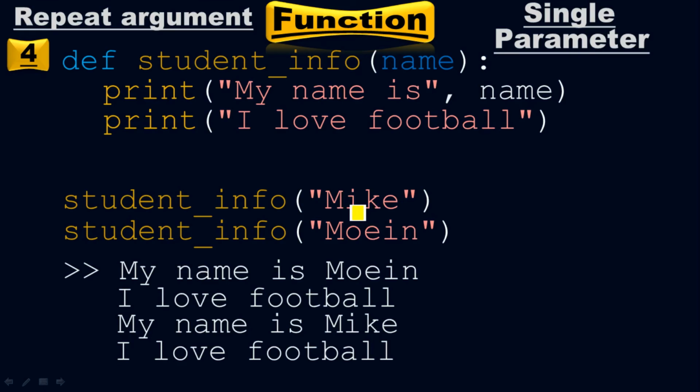Here for the name we have Mike. This define function receives the information and then passes the information up again. It activates and then executes these two print functions. So we have print of my name is, and this time for the name I have Mike. So I'm going to have Mike here, and then the other print function, I love football. So we repeat the arguments here. We got the statements 2 times by repeating the arguments. I have passed a single argument 2 times, so I repeat the argument here. That's why I got 2 statements.